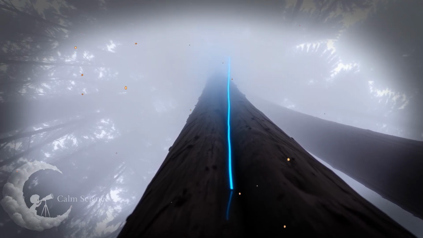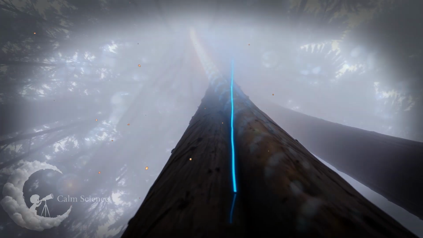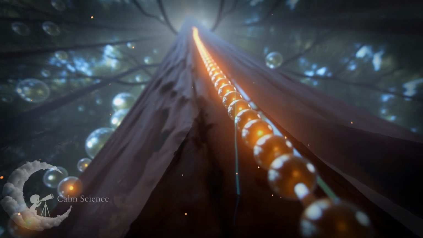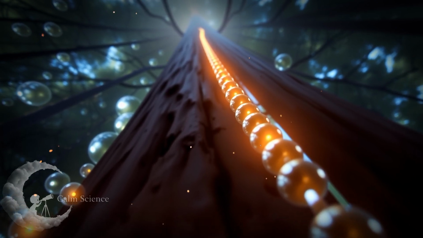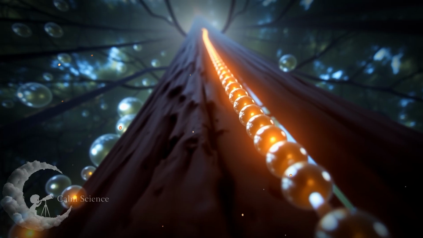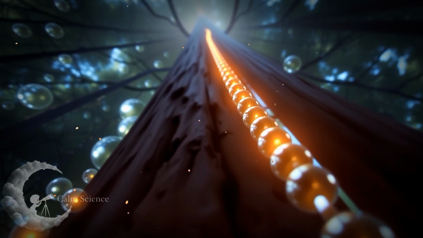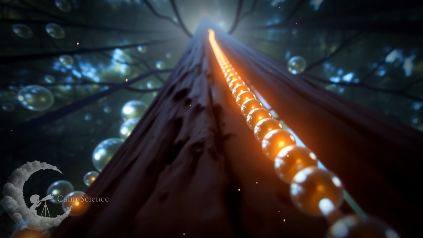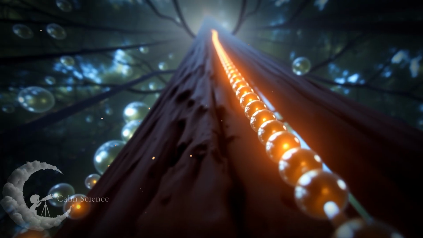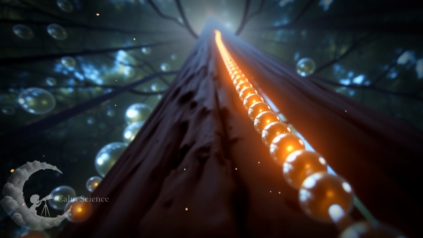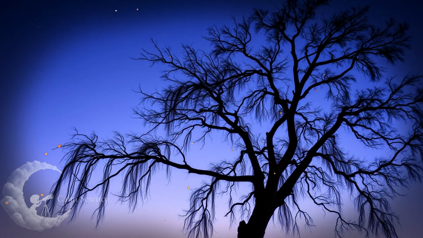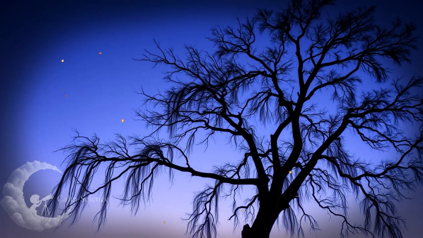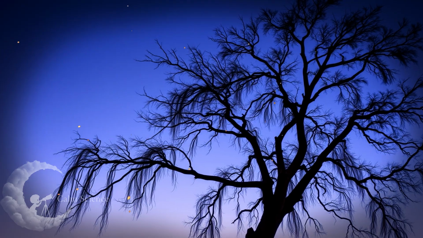Some trees, like aspens and willows, can reproduce without seeds through a process called vegetative cloning. The quaking aspen is famous for this. An entire grove of aspen trees can be a single organism connected by a shared root system. These massive clones, sometimes called Pando, can cover over 100 acres and weigh thousands of tons.